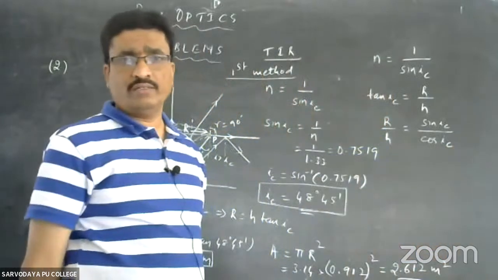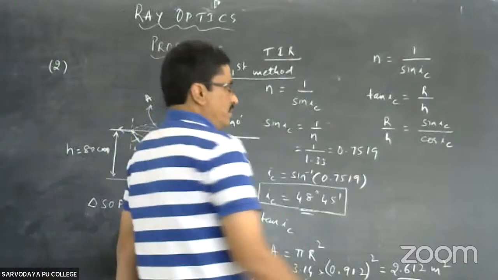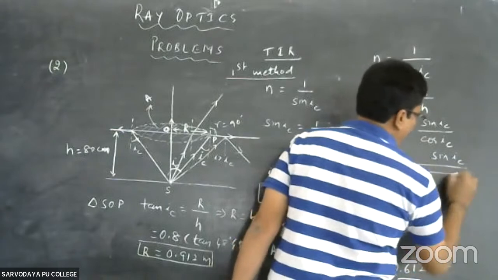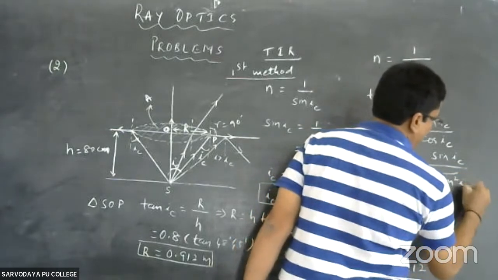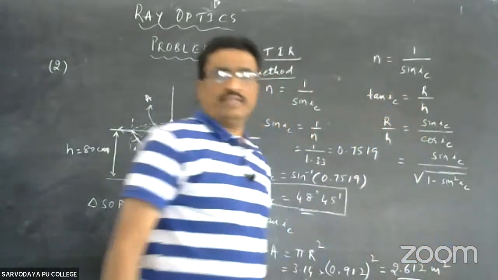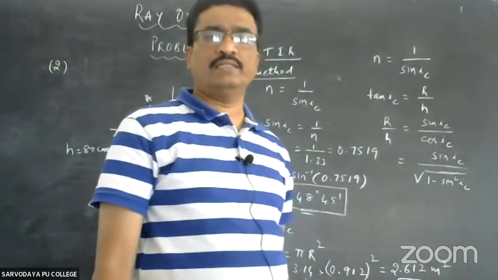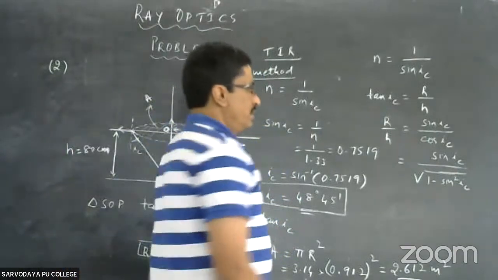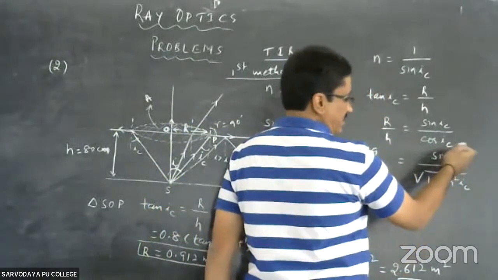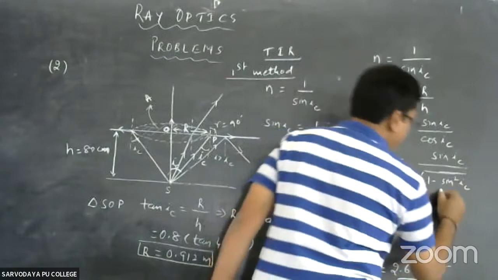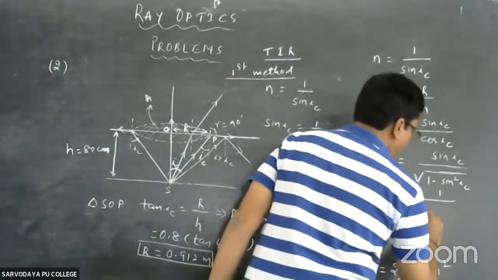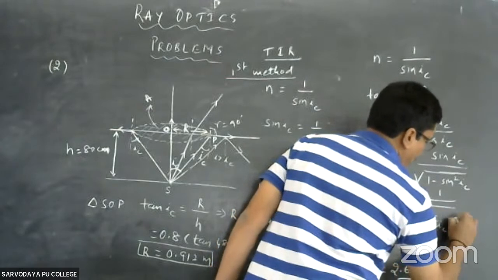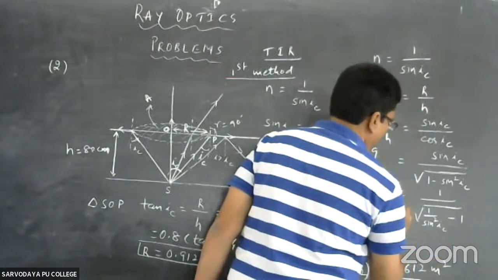I'm deriving the formula. But cos IC can be written as root of 1 minus sin square IC. Trigonometry: cos square theta is equal to 1 minus sin square theta. Therefore, cos theta is equal to root of 1 minus sin square theta. Now I take sin IC to this side and divide. In that case, I will get 1 divided by root of 1 by sin square IC minus 1. This is R by H.